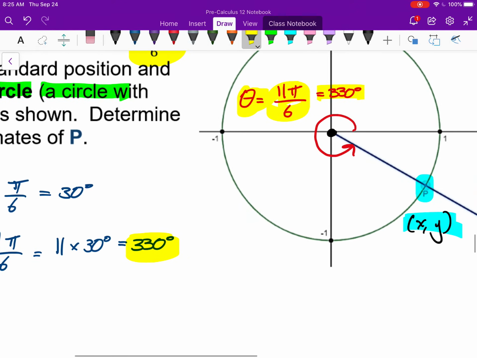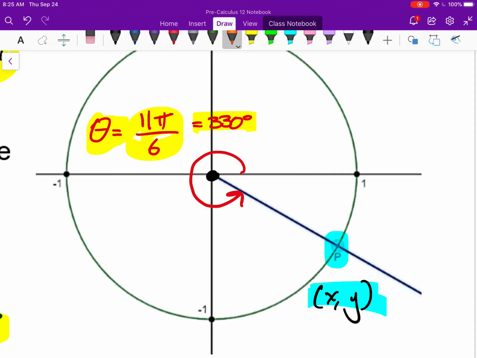Which means, if I look at this triangle here, if that angle in red is 330, this little angle in here must be 30 degrees, which is what we call the reference angle. Right? It's the angle formed.